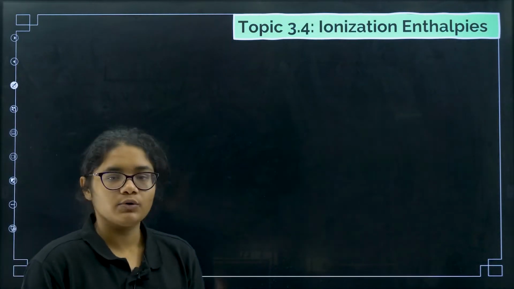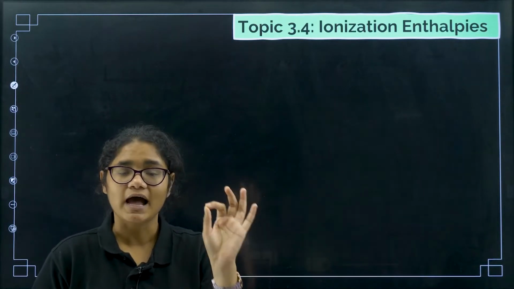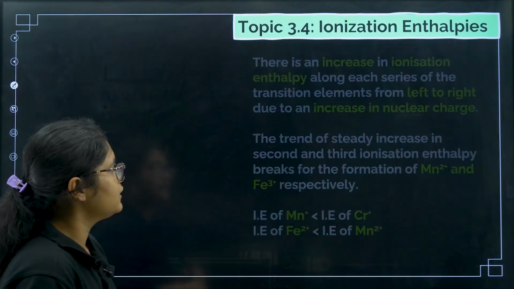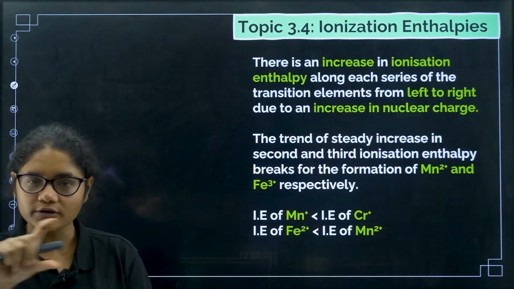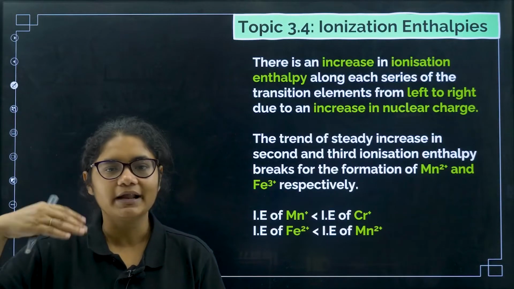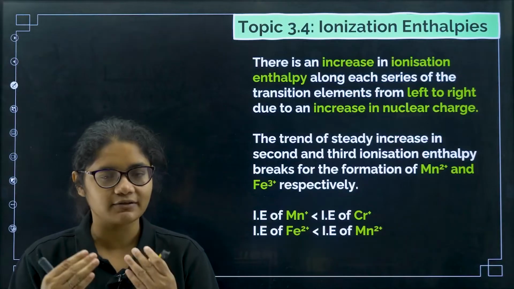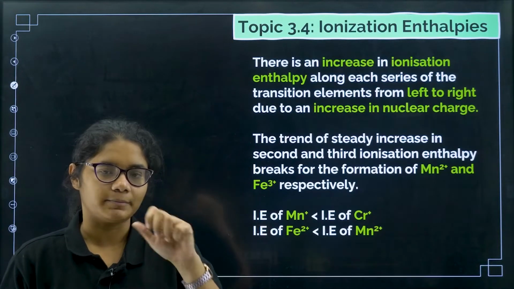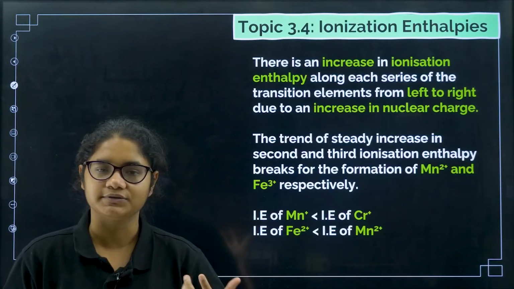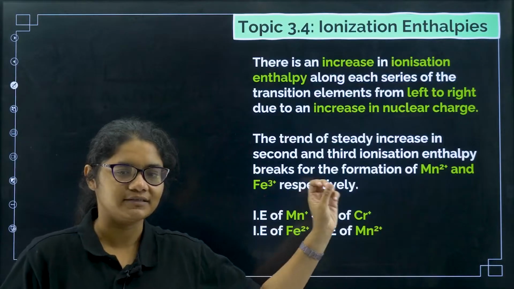Okay. Now we will go to the next concept, 3.4, that is ionization enthalpy. Here you see, along the period ionization enthalpy increases, because effective nuclear charge increases. But as in the p block, there are some exceptions to the ionization enthalpy based on the electronic configuration. Here also we have some exceptions.